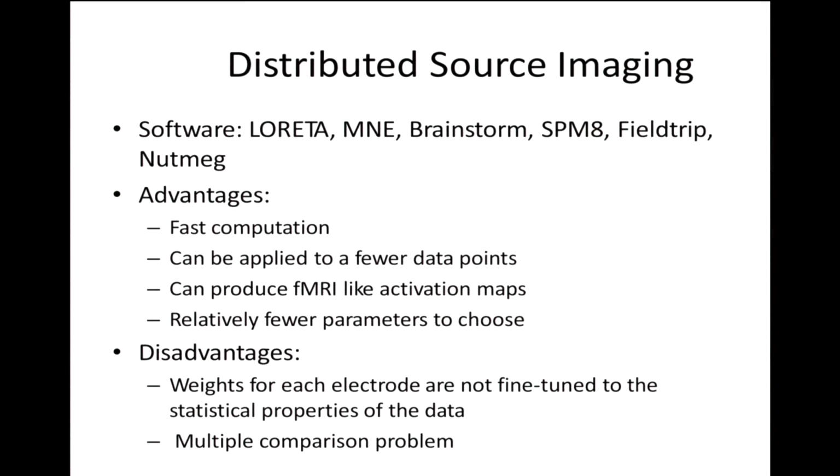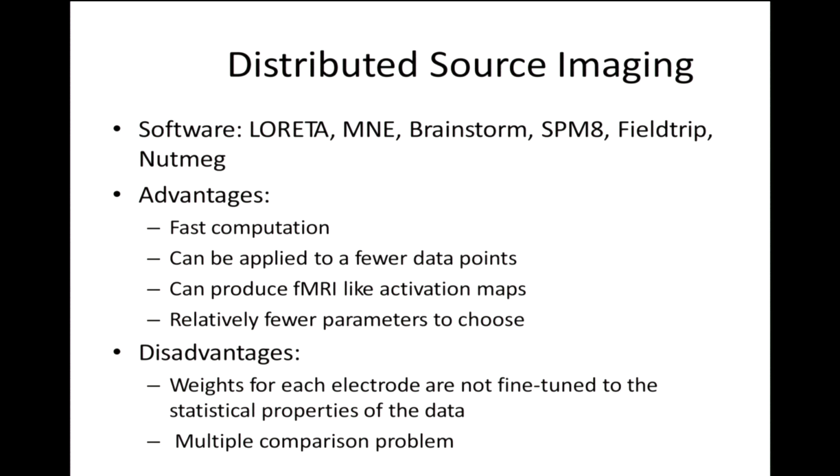So other types of distributed source imaging, such as the minimum norm estimate I mentioned, and Brainstorm, these are different software, but they all rely on one type or another of distributed source imaging. These are all free software actually. I think all the software are free, so you can try and play around with them.